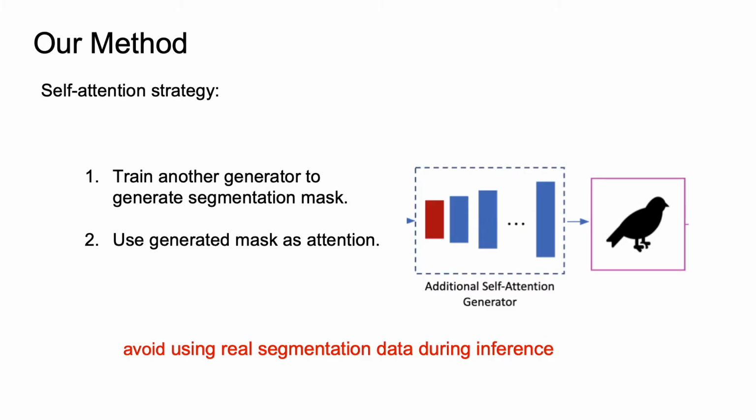For self-attention, we train another generator for the segmentation mask, and the model can use the generated segmentation to do the spatial constraint. This method avoids using the real segmentation data during the inference phase.